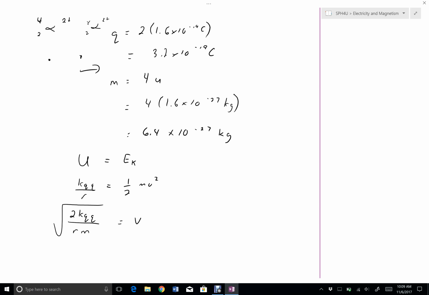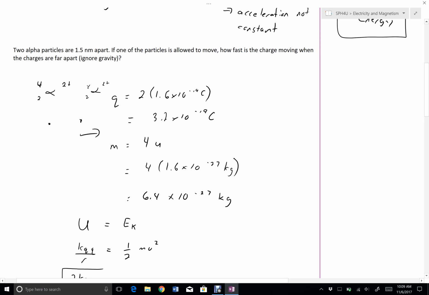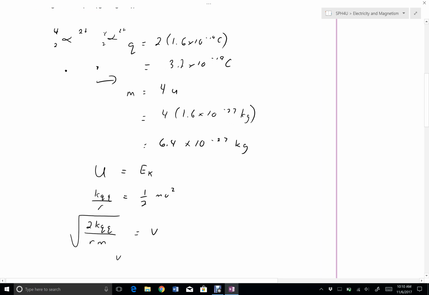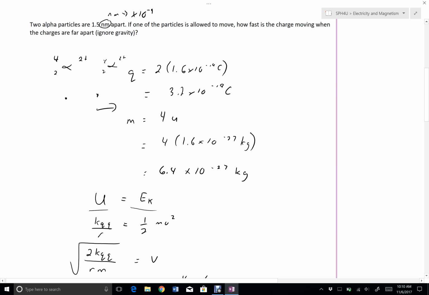2, 9 times 10 to the 9 times 3.2 times 10 to the negative 19 squared, divided by, how far apart did I say they were? 1.5 nanometers, remembering that nanometers means times 10 to the negative 9, so divided by 1.5 times 10 to the negative 9, divided by 6.4 times 10 to the negative 27. And so these particles would have a velocity of 1.4 times 10 to the 4 meters per second. Electrical potential energy converted into kinetic energy.